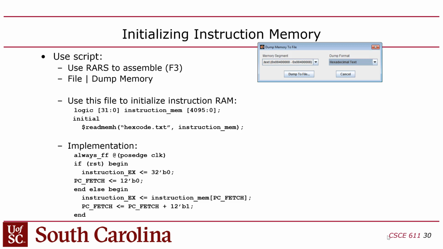The extension can be DAT or whatever. It's just a text file. And you put that in your initial statement there, and then your instruction mem is a memory. And remember that Verilog swaps the depth and the height, so the depth and the width. So the width is 32 bits and the depth is 4096. So this is a 4K deep by 32-bit wide, right?